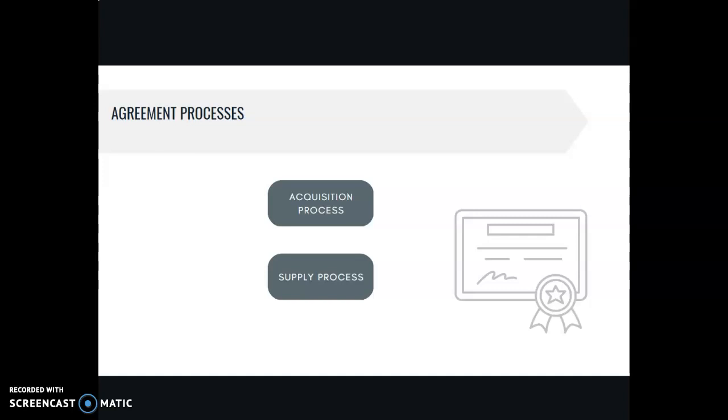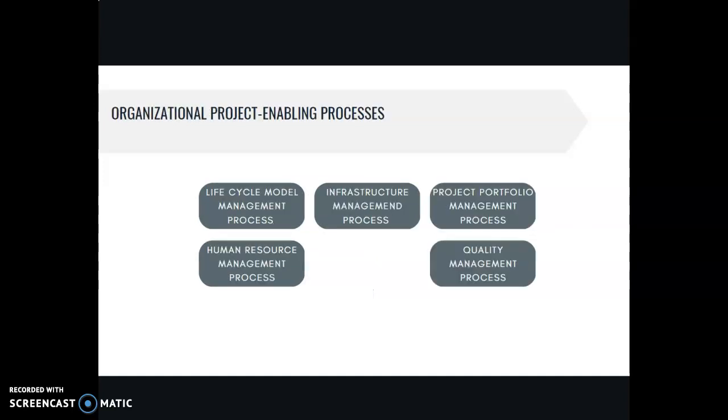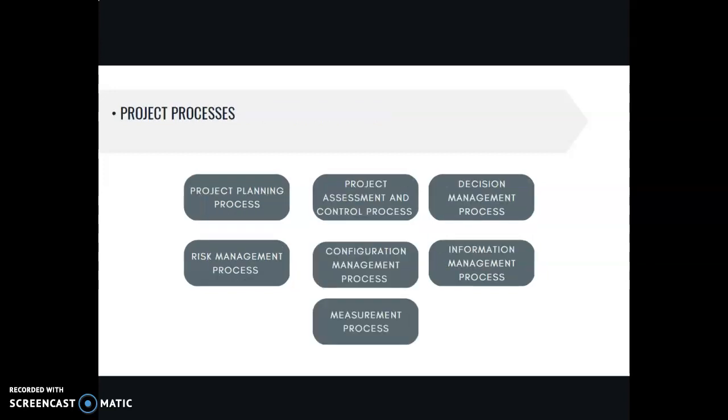The agreement process contains the acquisition process and the supply process. The organizational project enabling process contains the life cycle model management, infrastructure management process, project portfolio management, human resources, and quality management process.